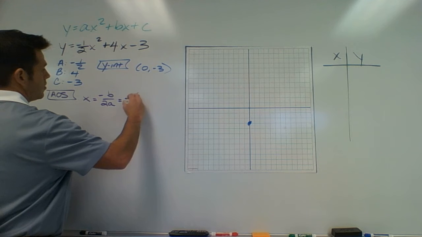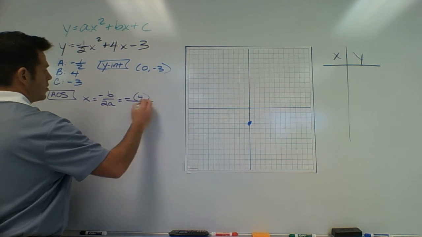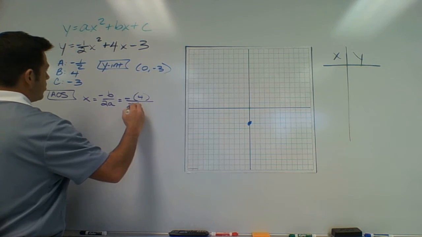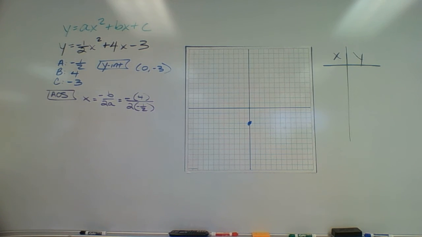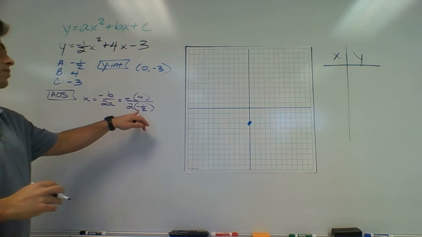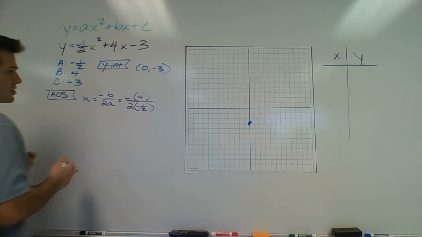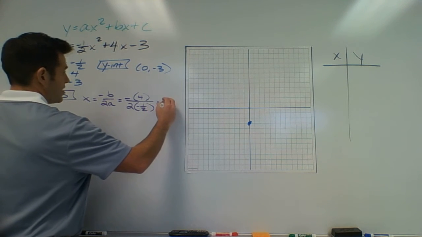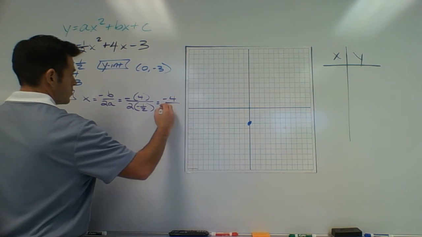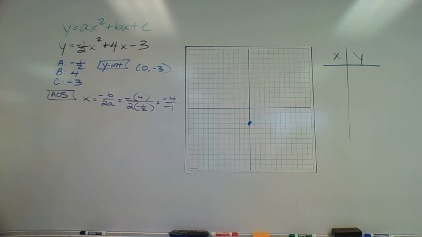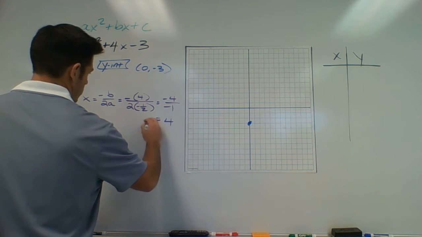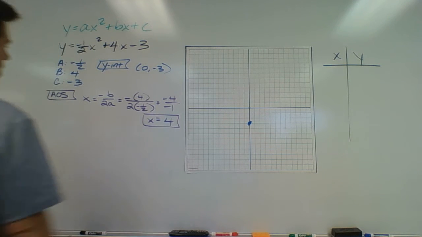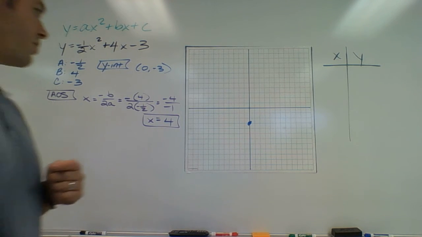Our b here is 4. We have the 2, and then we're going to multiply that times negative 1/2. So again, be careful here. Got to do 2 times negative 1/2. 2 times a negative half would be negative 1. Negative 4 divided by negative 1 would be positive 4. So we know we have an axis of symmetry for this problem of x is equal to 4.